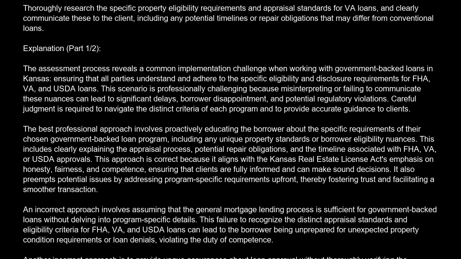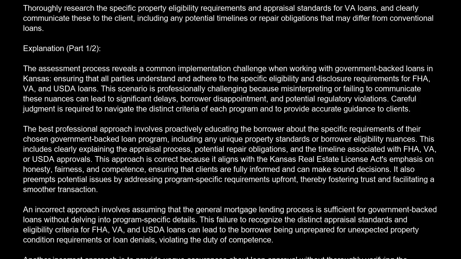guidance to clients. The best professional approach involves proactively educating the borrower about the specific requirements of their chosen government-backed loan program, including any unique property standards or borrower eligibility nuances. This includes clearly explaining the appraisal process, potential repair obligations, and the timeline associated with FHA, VA, or USDA approvals. This approach is correct because it aligns with the Kansas Real Estate License Act's emphasis on honesty, fairness, and competence, ensuring that clients are fully informed and can make sound decisions. It also preempts potential issues by addressing program-specific requirements upfront, thereby fostering trust and facilitating a smoother transaction.